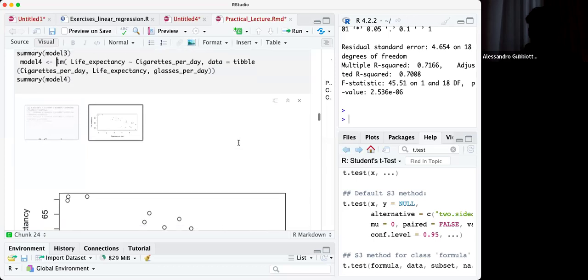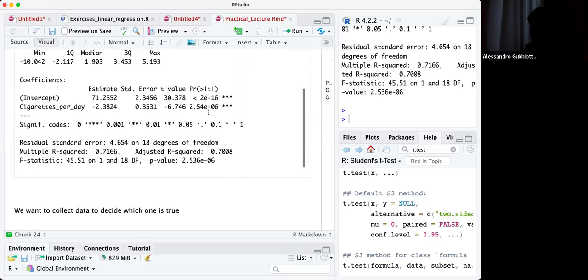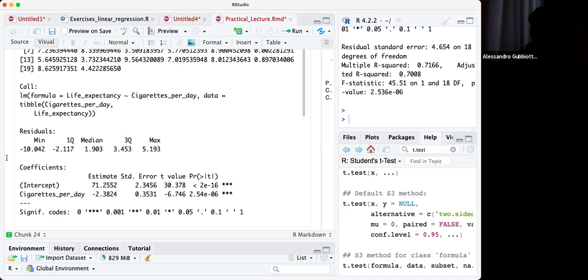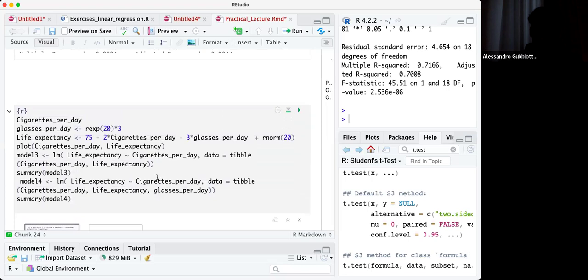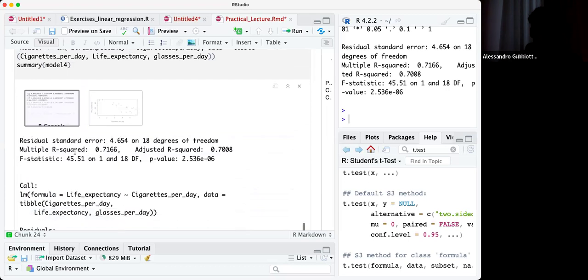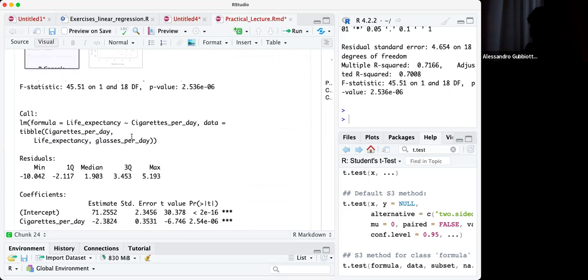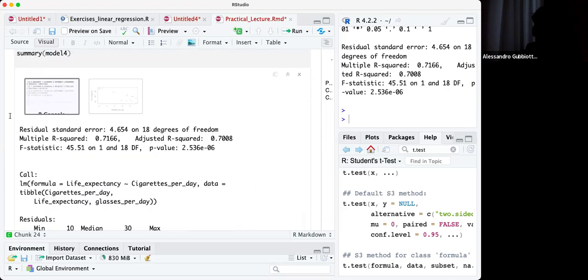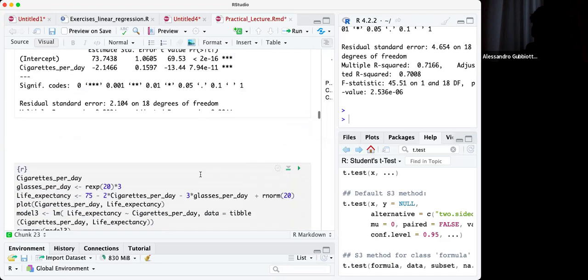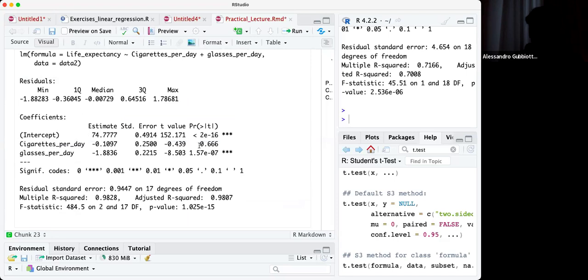Now, we can see that this negative slope is due to a real effect. This is the real effect, in model 4, where we try to predict life expectancy using, okay, I didn't add it here. Yes, I did. Yes, here there are.